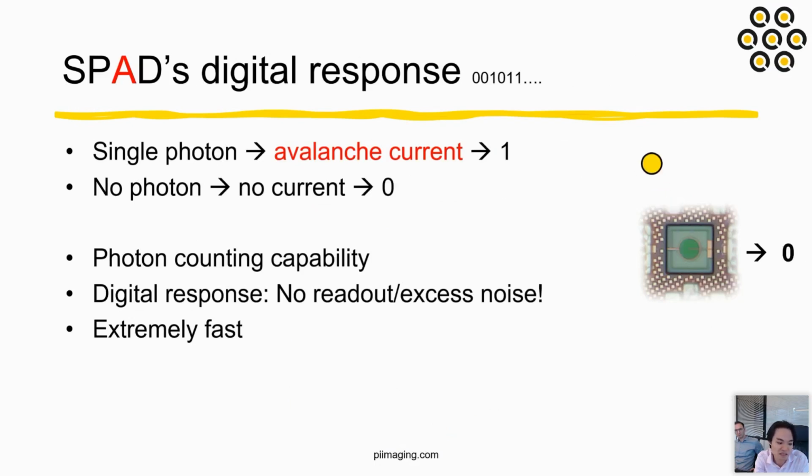And since this is a digital response, there's no readout or excess noise to be considered. And as mentioned, this avalanche process is extremely fast, down to the picosecond timescale. So we will also get the timing precision of the timing of these photons.